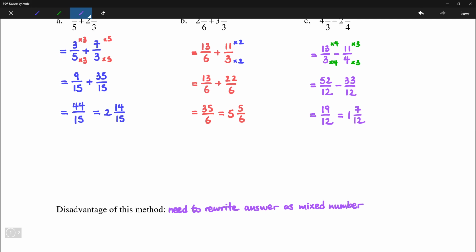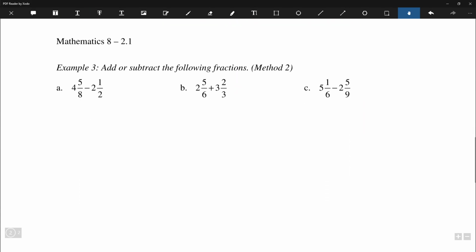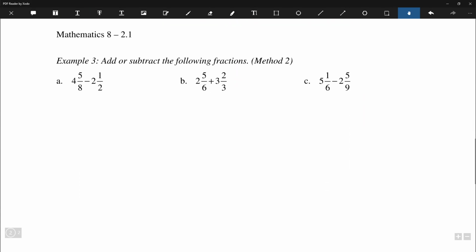Okay, so what if we didn't change mixed numbers into improper fractions? What if we just left them the way they are, and then just try to add or subtract? Okay, let's see what happens.